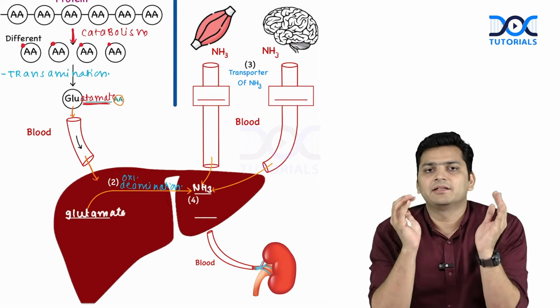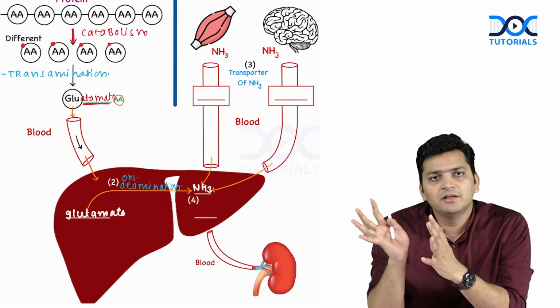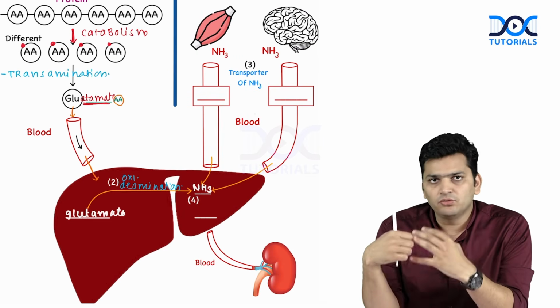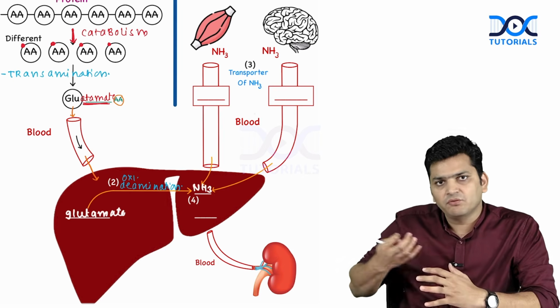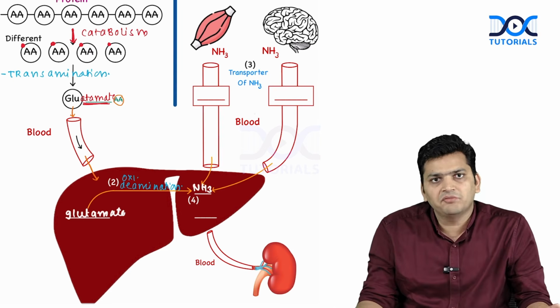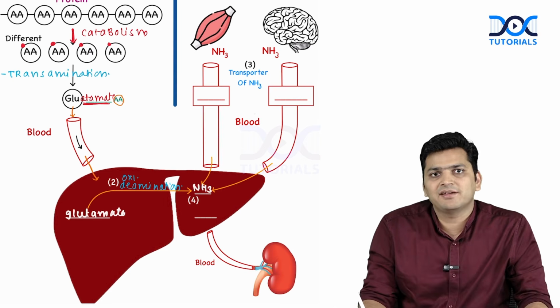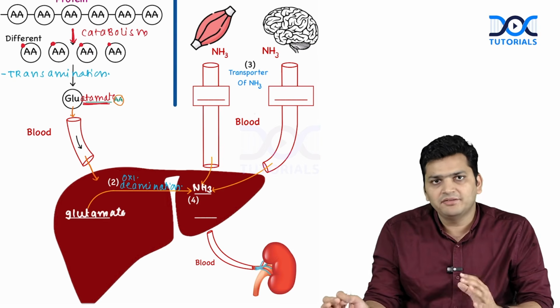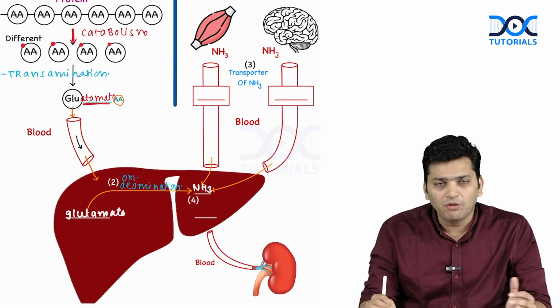So we can see it like this. What is the first step? The first step is to convert the different amino acids into glutamate. Then the glutamate will go to the liver, and in the liver, in the presence of oxygen, we will take out the ammonia; that is oxidative deamination. And this is actually what we wanted, because ammonia can be converted into urea. So we have sent the ammonia molecule in the form of glutamate.